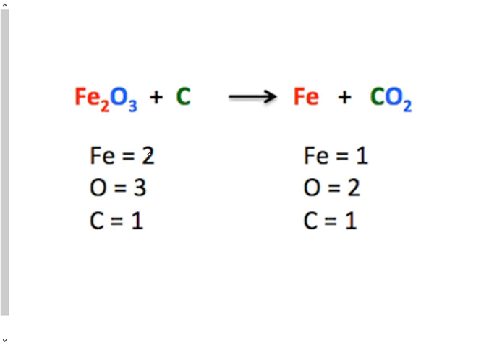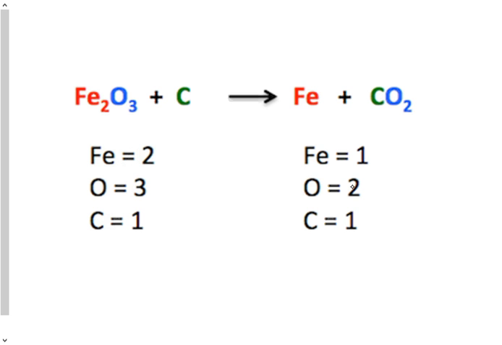I've written down here all of the atoms on both sides. I've got a subscript 2 here, therefore I know I've got 2 irons. A little subscript 3, therefore I've got 3 oxygens, and just 1 carbon. On this side, I've got 1 iron, 1 carbon, and 2 oxygens. And we'll need to get that balanced.